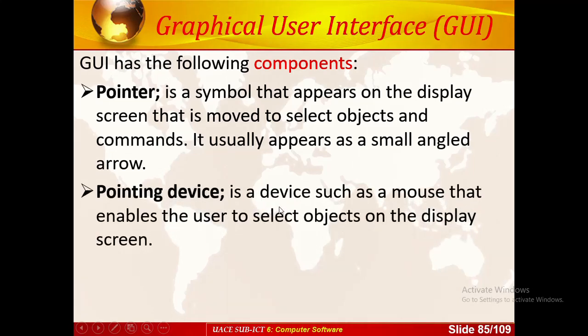A pointing device, of course, is a device such as a mouse that enables the user to select objects on the screen. So it is a mouse or any pointing device which controls this pointer or this arrow you're seeing.